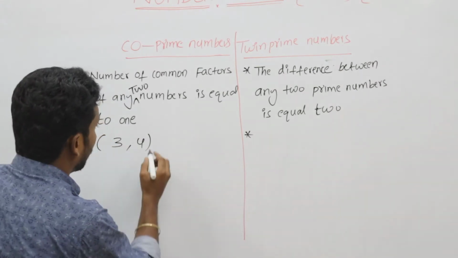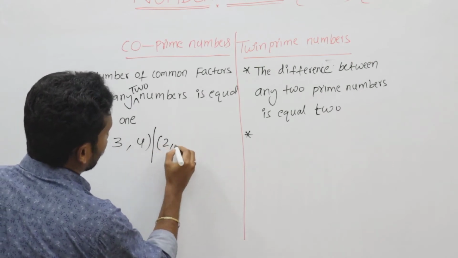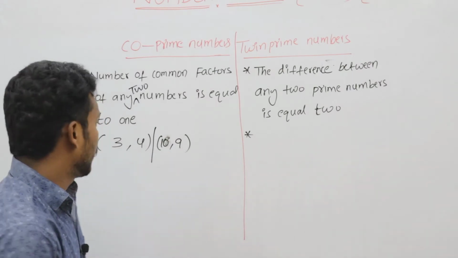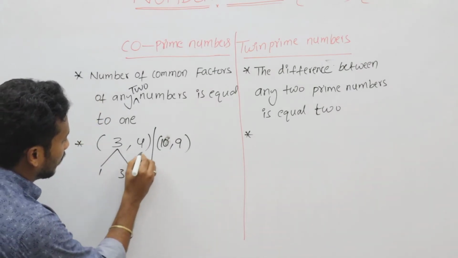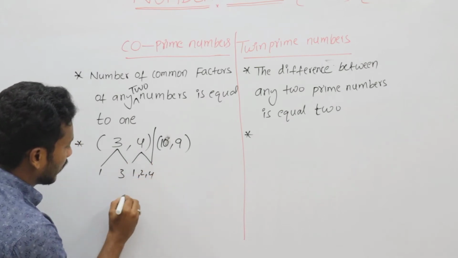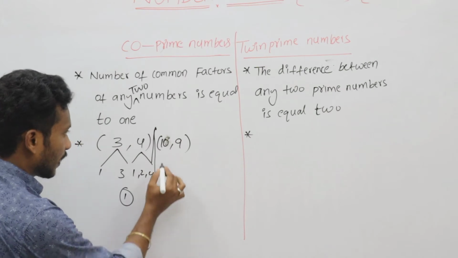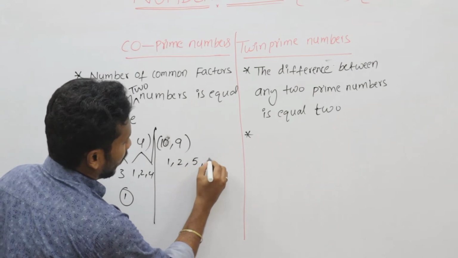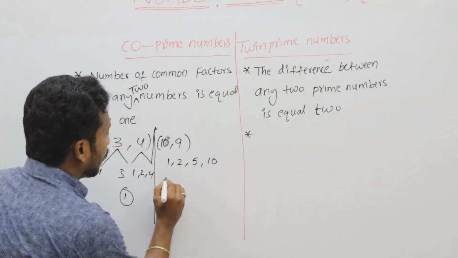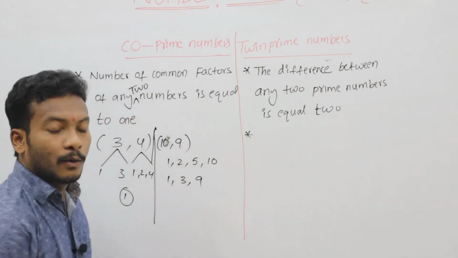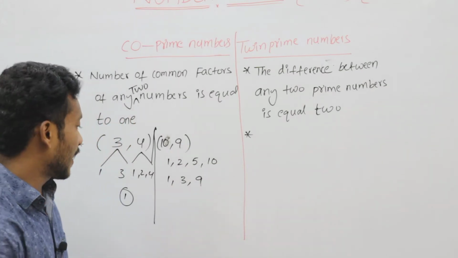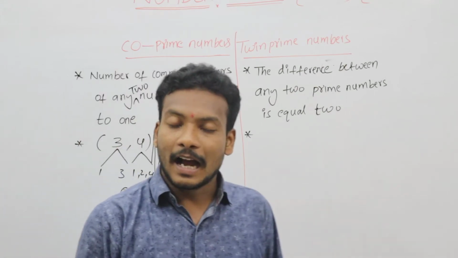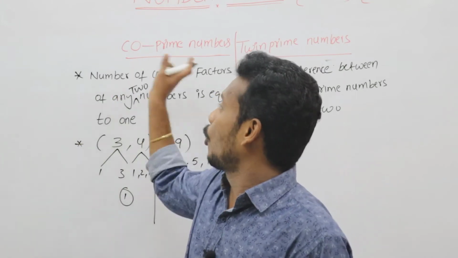Now I will explain another example. 3 and 4 is over. Now I am taking 10 and 9. What are the factors for 10? 1, 2, 5, 10. What are the factors for 9? 1, 3, 9. How many common factors are there here? Only one is the common factor. This is also one type of co-prime numbers.